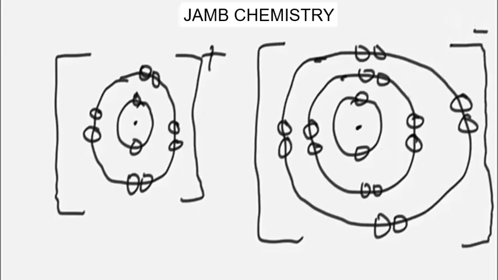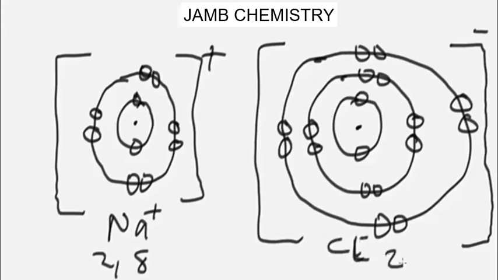This will now be our sodium ion. The electron configuration will now be 2, 8, no longer 2, 8, 1. This one is our chloride ion. The electron configuration will now be 2, 8, 8 instead of 2, 8, 7. So this is what we're going to have.